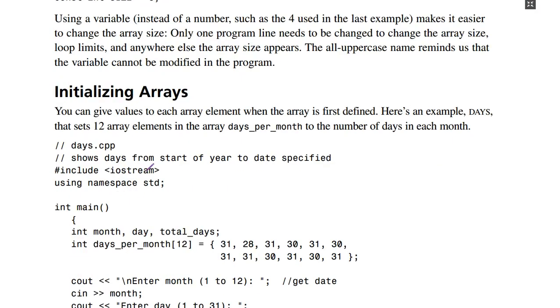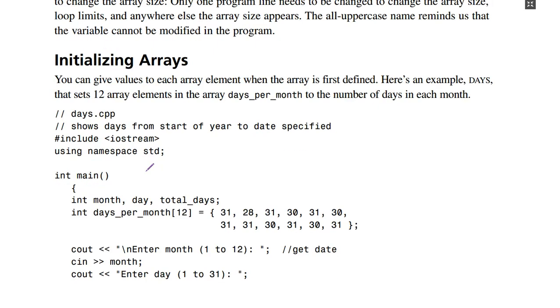In the next topic, what is being done over here, we call the initializing array. As soon as you declare an array, you can initialize it at the same time. So for example, we say integer days per month is the name of an array. It has 12 elements. What are the values of those 12 elements?